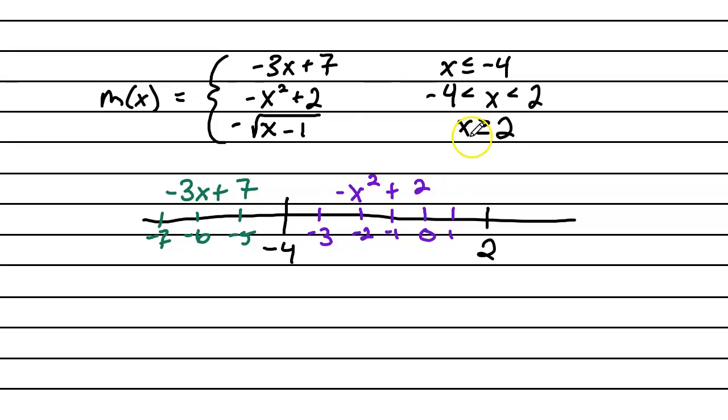For anything greater than or equal to 2, I'm going to use this negative square root of x minus 1. So everything over here, I will use negative square root of x minus 1. That's going to include 3, 4, 5, and so forth. It's going to go off to infinity. On the left side, we continue off to negative infinity.